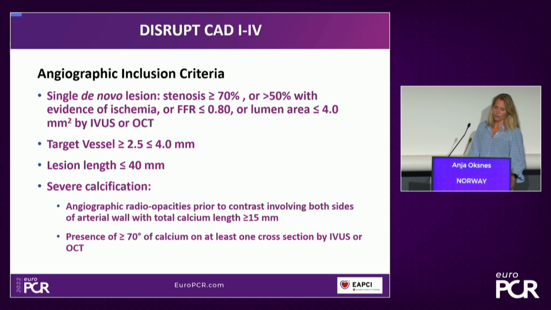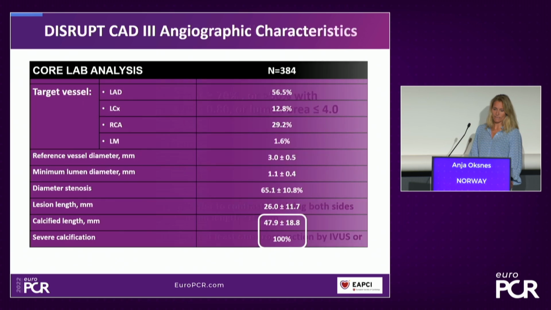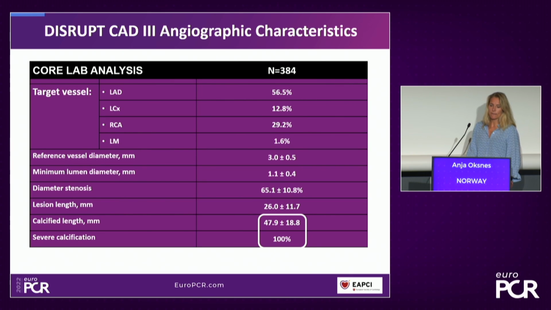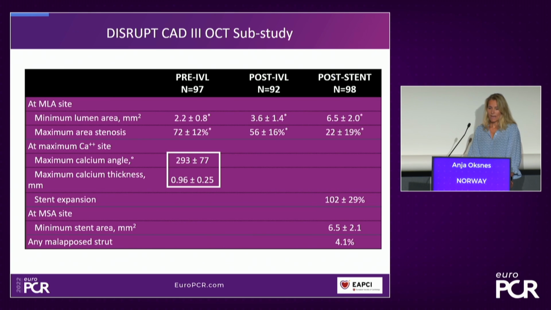A small lumen area of less than 4 assessed by IVUS or OCT. The target vessel was between 2.5 and 4, and lesion length less than 40. Severe calcification according to the MINS criteria on angiographic imaging, or the presence of a calcium arc of more than 70 degrees by IVUS or OCT. These findings were confirmed by the Angiographic Core Lab and also in the OCT sub-studies.